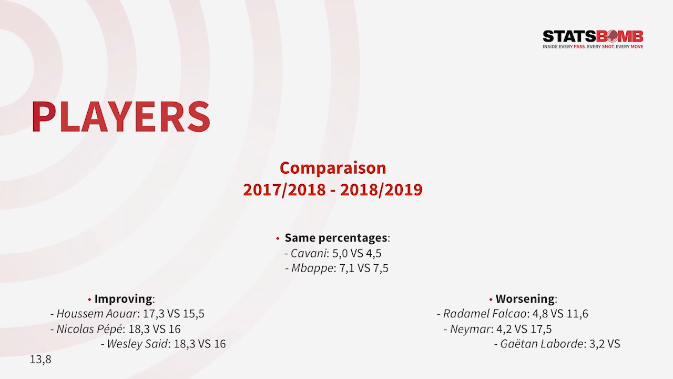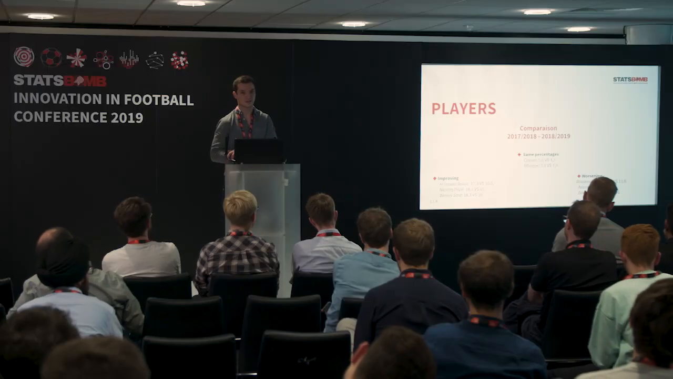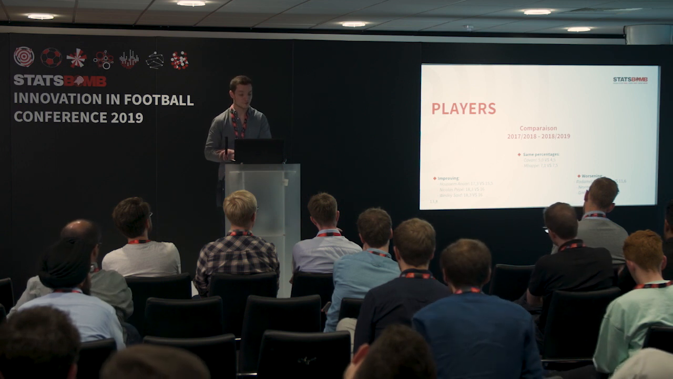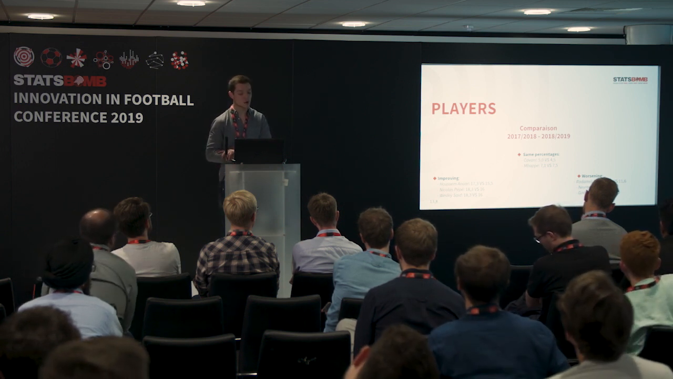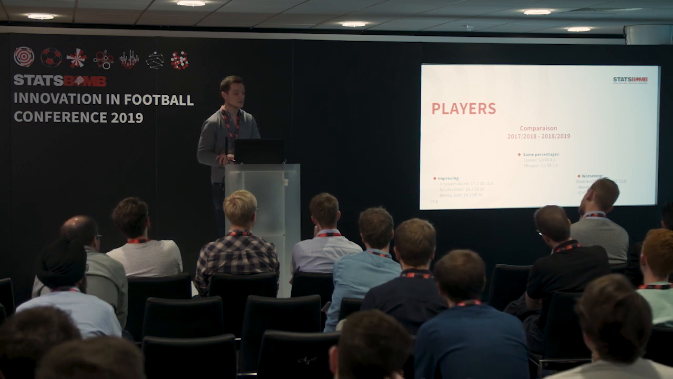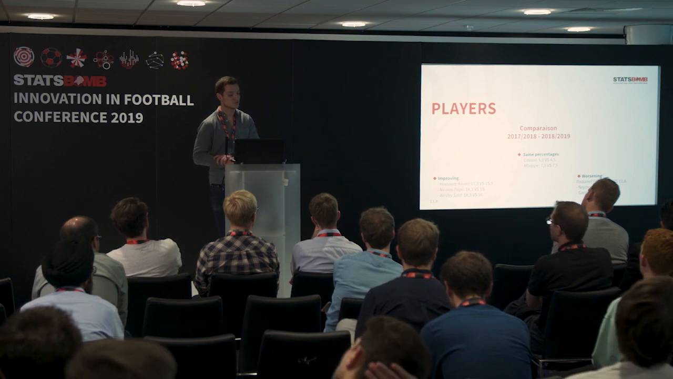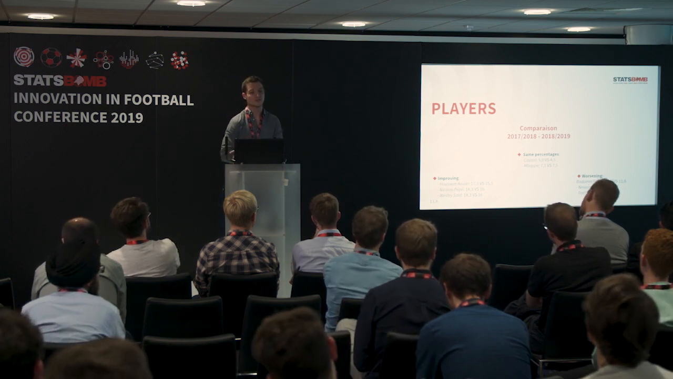If you want to analyze players deeper, we can analyze their evolution from one season to the other. So I just took the top 20 players from before and looked at the percentages from the first season I had to the second one. As you can see, Cavani and Mbappé are remarkably constant. They always have a low percentage of better options, so I think they are making smart decisions. For players improving, the best ones are Aouar, Pépé, and Saïd. They're fairly young players, so they are improving. That's a good thing. But the most interesting thing is the players worsening.